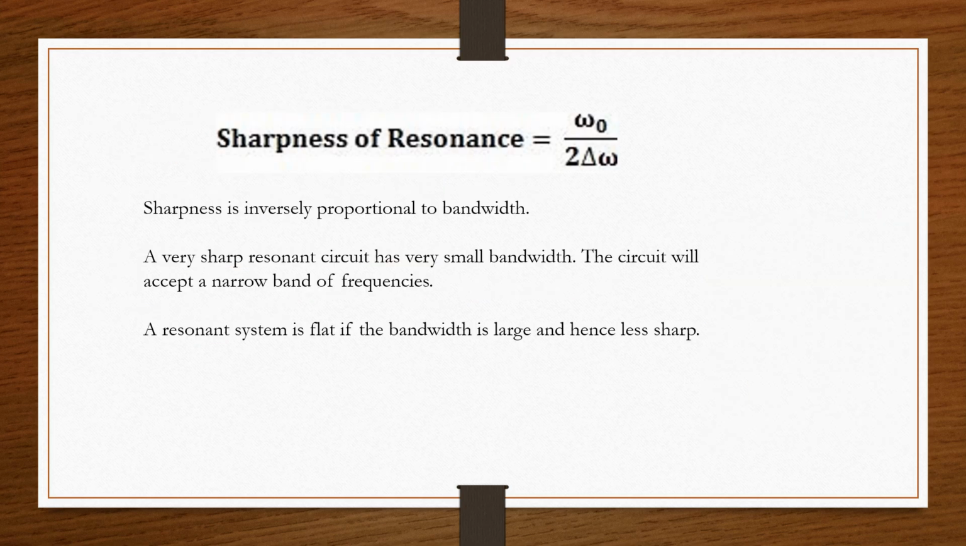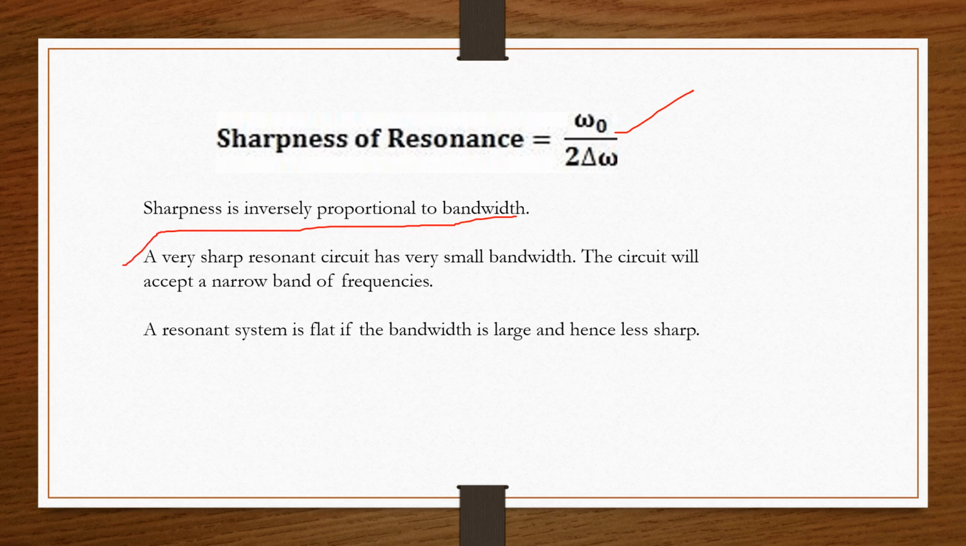Sharpness of resonance is a parameter used to compare various resonance systems. The response of a system depends on the damping present in the system. Sharpness of resonance is defined as the ratio of omega 0 to 2 delta omega, which is the bandwidth. That is, sharpness is inversely proportional to the bandwidth 2 delta omega.